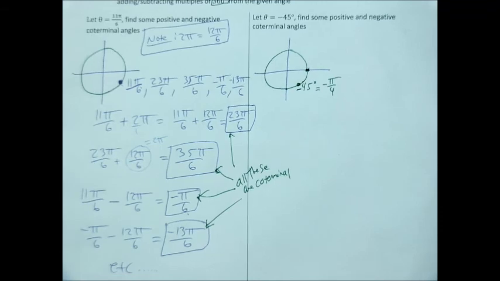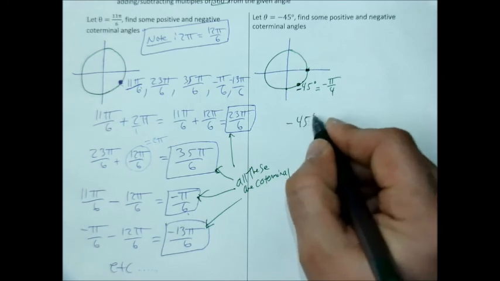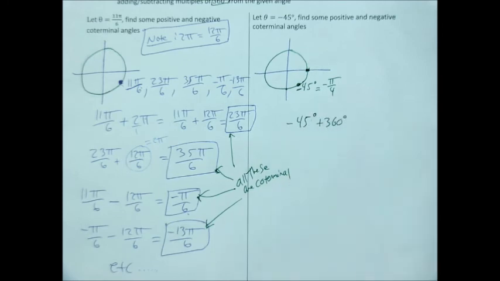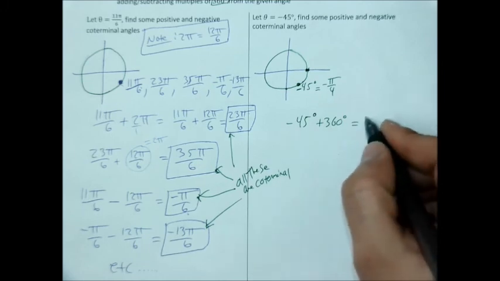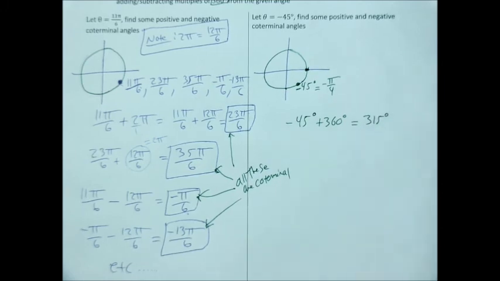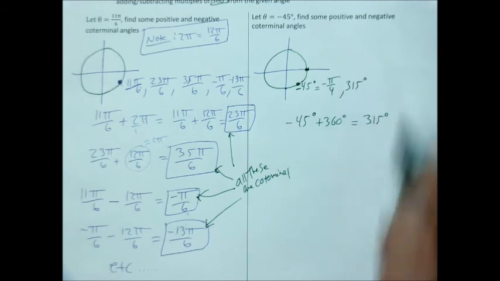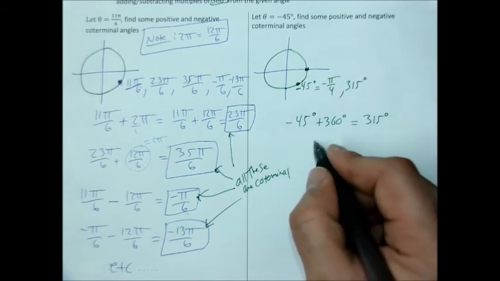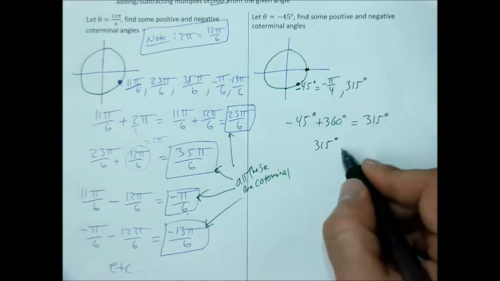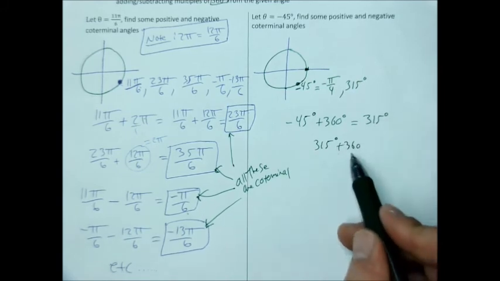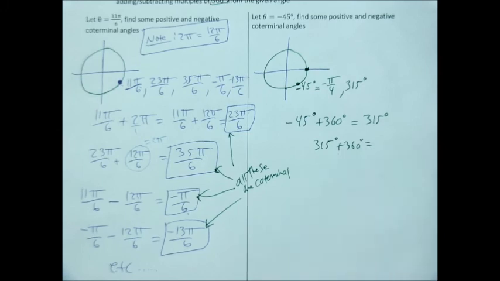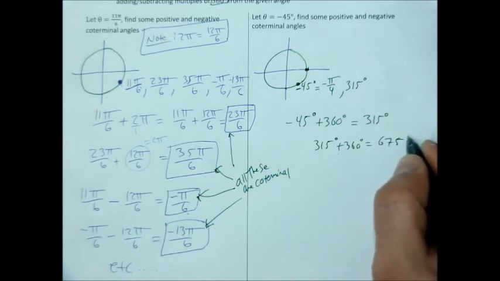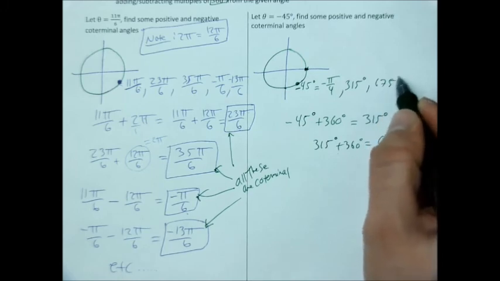Okay? And if we want to find some coterminal angles to minus 45 degrees, we would just add or subtract values of 360. And so we could take minus 45 degrees and add 360 to get a coterminal angle. If we added those two, that would be 315 degrees. And so 315 degrees is also coterminal. Let's take 315 degrees and also add 360. So that's just going around the unit circle another time. When we add those two together, we get 675. So 675 is also a coterminal angle.